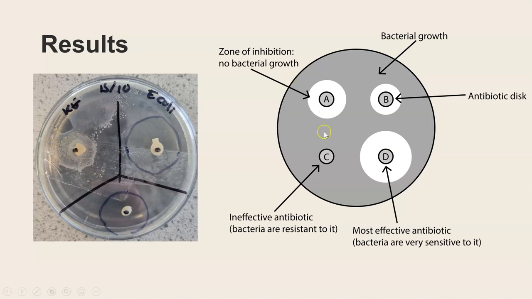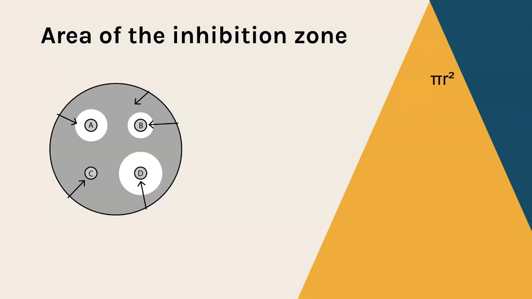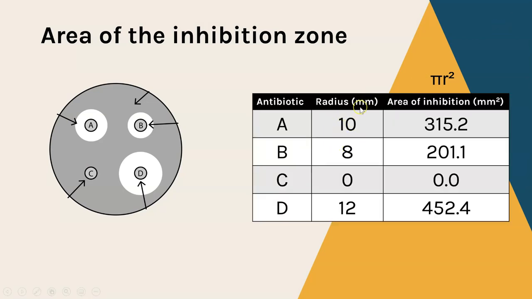So we're going to use these results instead, because although it's just a diagram, it's useful to be able to practice the skill of the area of a circle and coming to a conclusion. So let's work out then the area of the inhibition zones. What you would need to do for this is use a ruler with millimeter markings on, and then from the very center of your paper disc to the outer layer of your inhibition zone, you would measure to get the radius. Or if you're going to do the diameter instead, just make sure you are going directly through the middle of your paper disc.